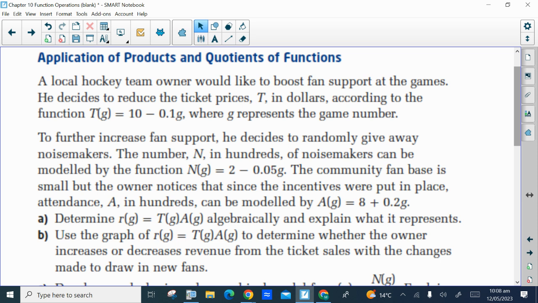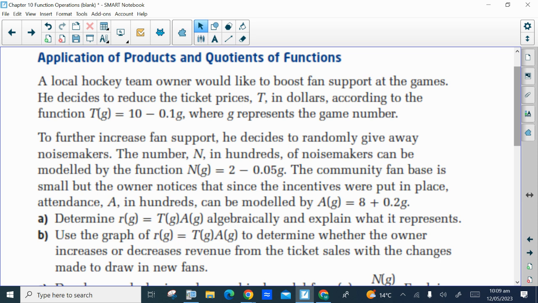To further increase fan support, he decides to randomly give away noisemakers. The number N in hundreds of noisemakers can be modeled by this function, again as a function of G, the game number. N at G equals 2 minus 0.05 G.